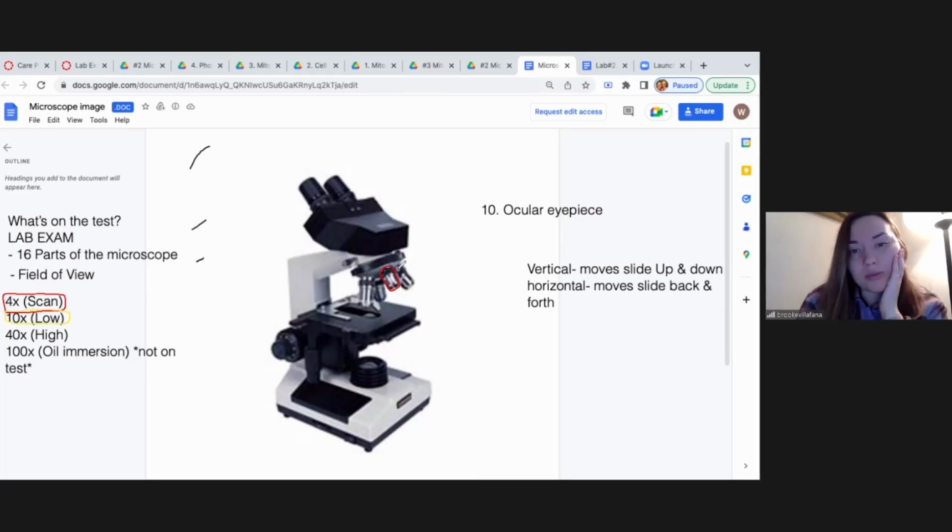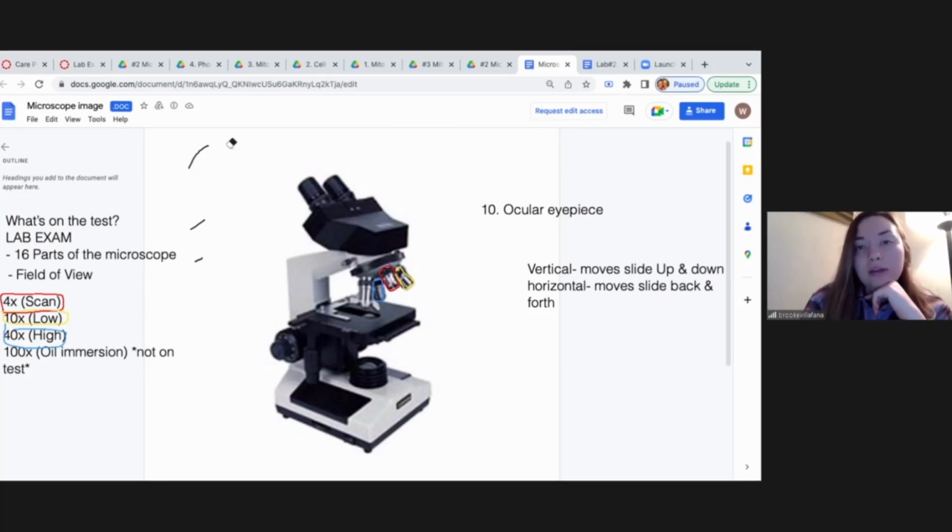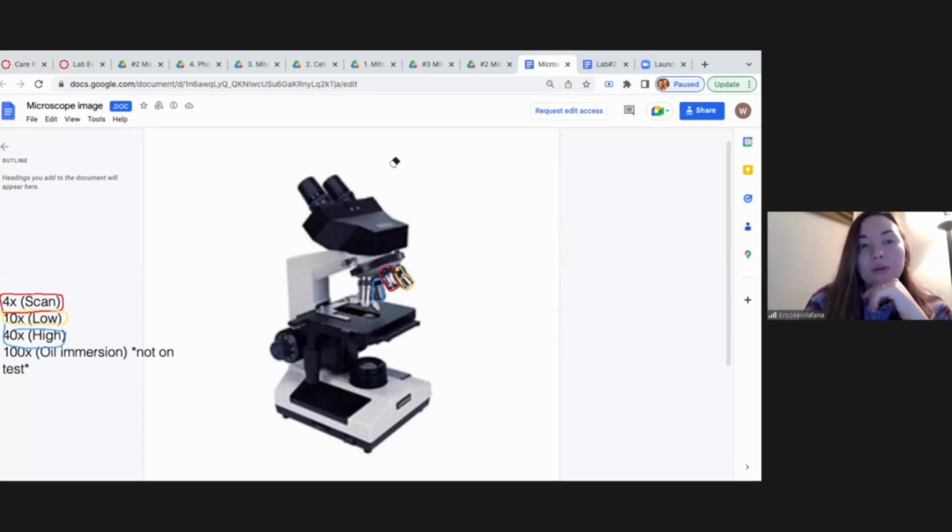So that would be this one, this objective lens over here. And then 40x high, I believe, is blue. And so that one's over here. And then oil immersion is the last one, and we don't test you on that one. So depending on how much you're magnifying your specimen, the field of view will get smaller. Okay. And I'm going to go through all those right now.